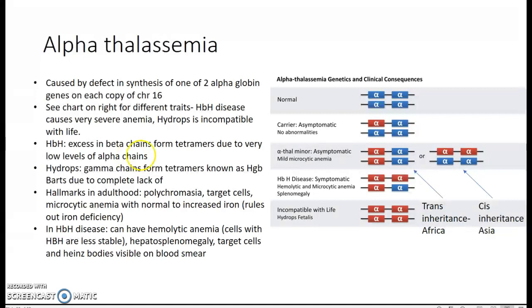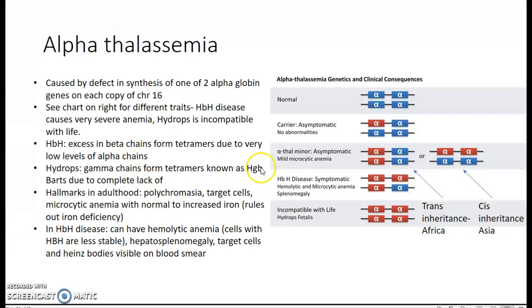You have really severe splenomegaly. You get this hemoglobin H, which is these beta chain tetramers, because you're trying to make all these red blood cells, but you really only have one functional alpha chain. So all these extra beta chains form tetramers. They damage the red blood cell membrane. You get this hemolytic anemia. You get massive splenomegaly. Very severe disease.